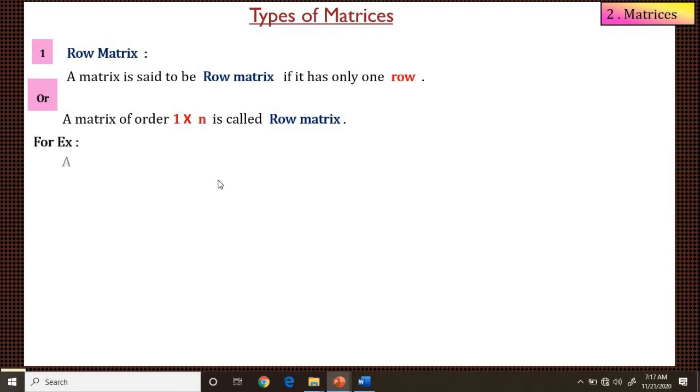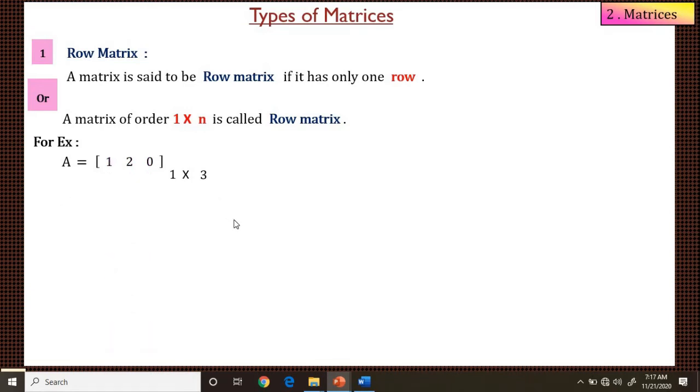For example, let A is equal to matrix 1 2 0. In this matrix you can see that there's only one row, a horizontal line, and three vertical lines, that is, columns. So therefore the order of this matrix is 1 cross 3.